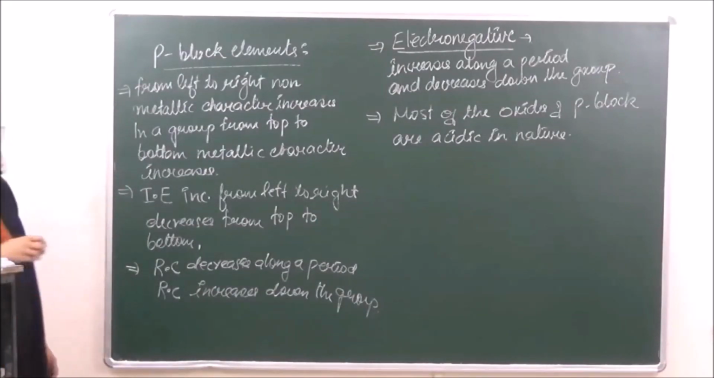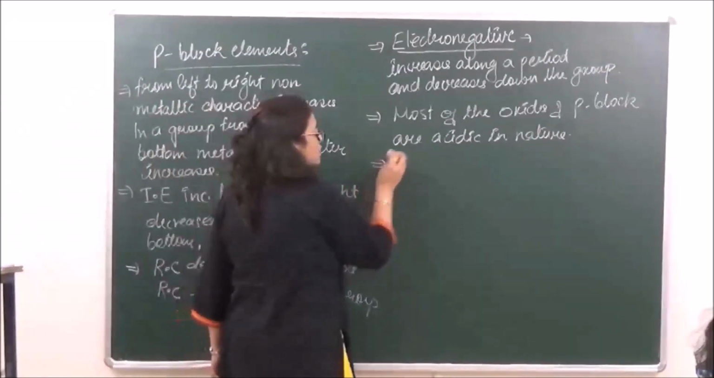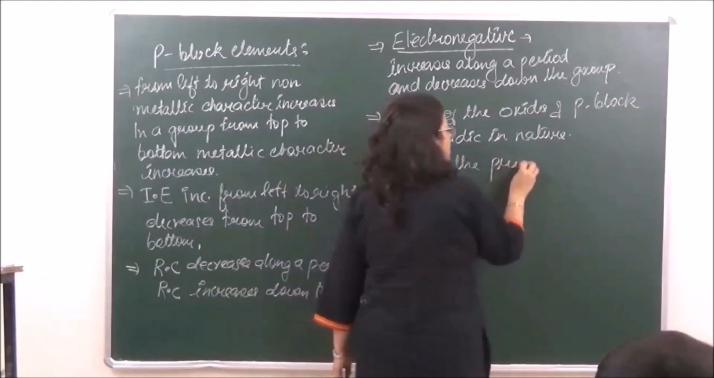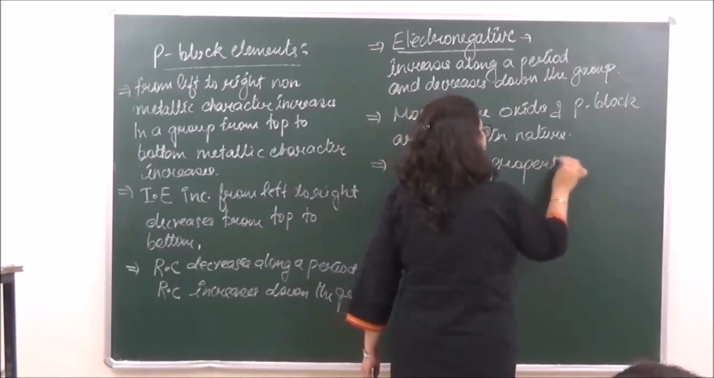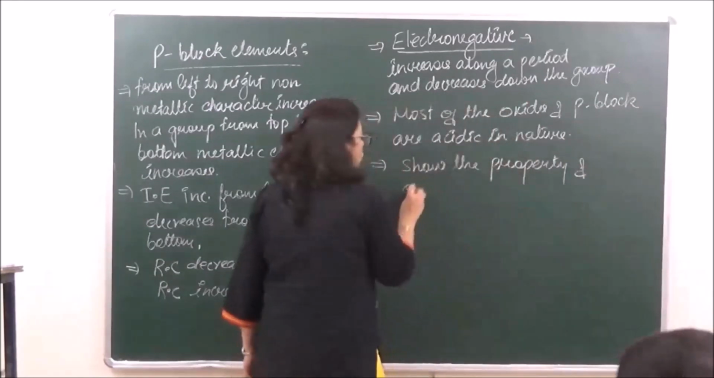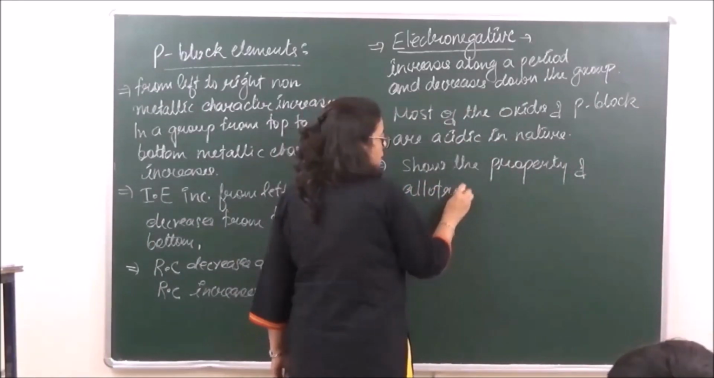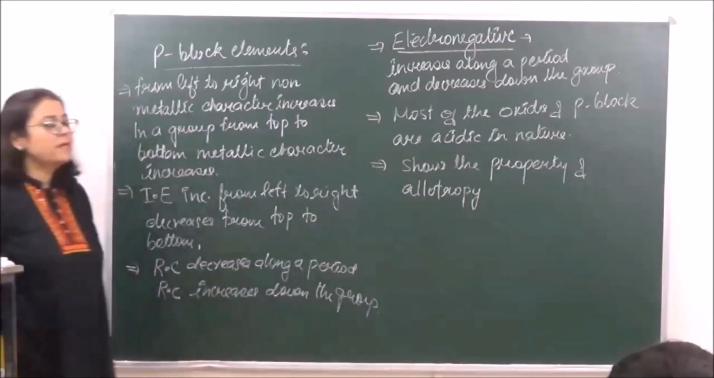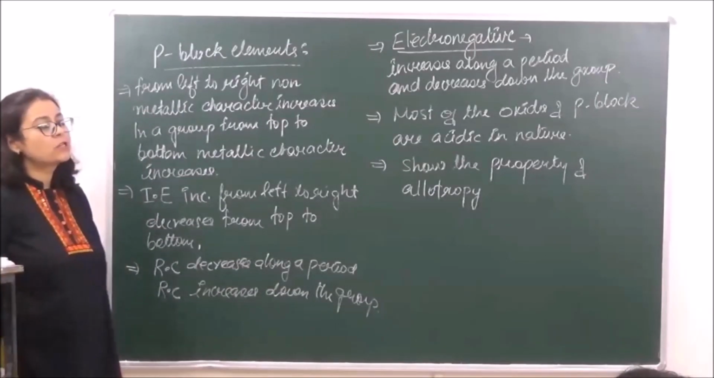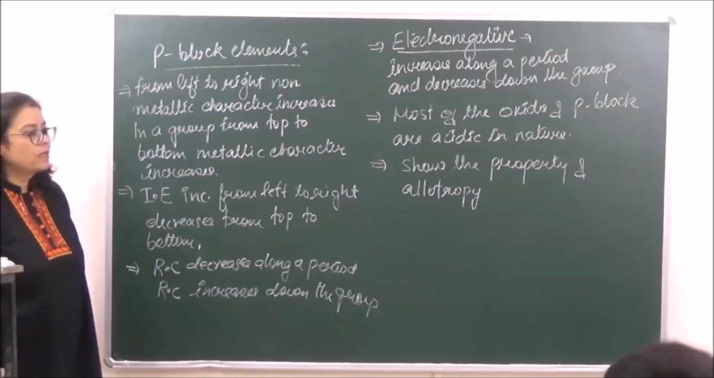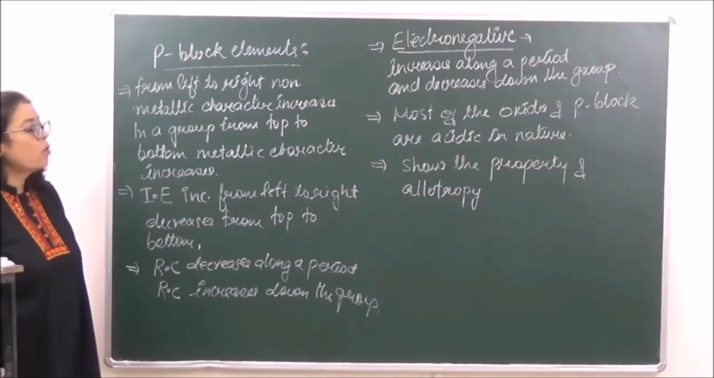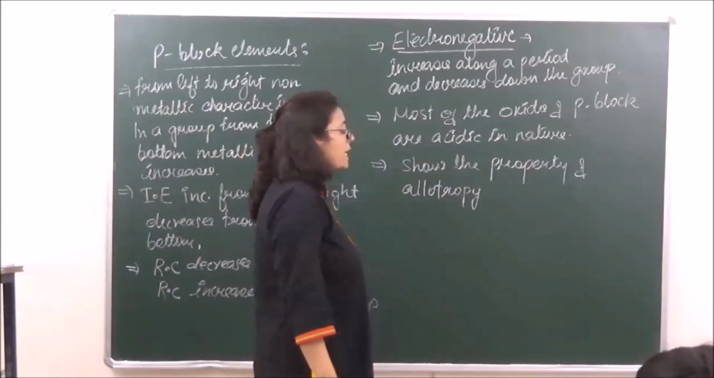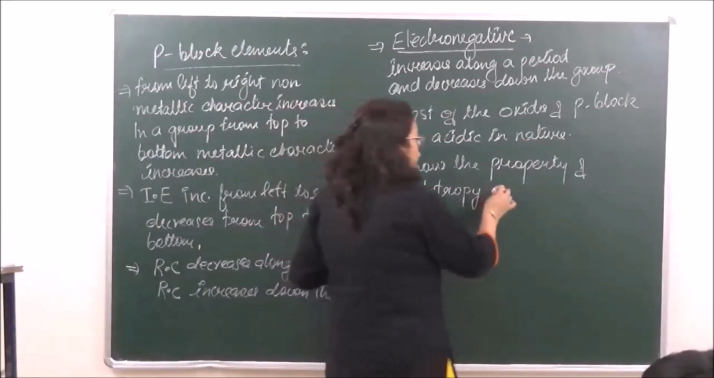Okay, then most of the elements of p block show the property of allotropy. Now what do we understand by this term allotropy? When one element exists in more than one structural form, or more than one allotropic form, that is known as allotropy.